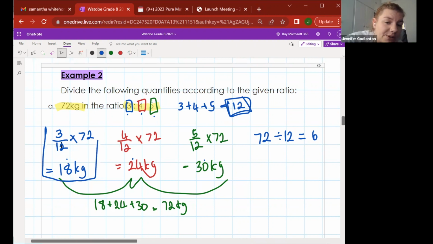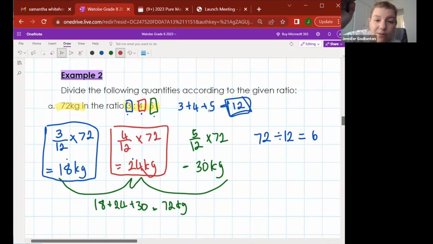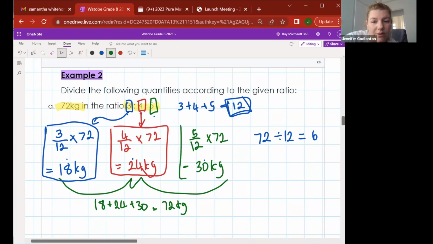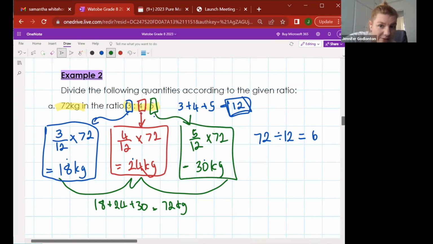So they separate. So this is saying 3 over 12 times 72. If I pop that into my calculator, I get the answer 18. So that's my first ratio. And then my second one, if I have 4 over 12 times 72, then I get the 24 kilograms. So I'm just working out what each one of these ratios was. What about the last one, ma'am? The last one was the 5. Okay, ma'am. Thank you. No problem.